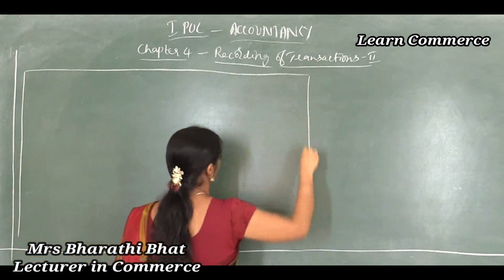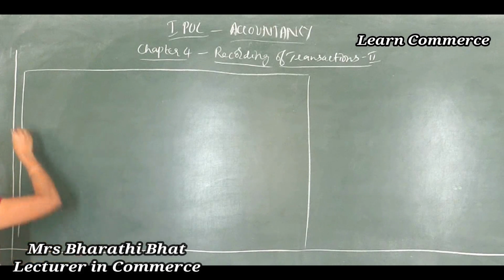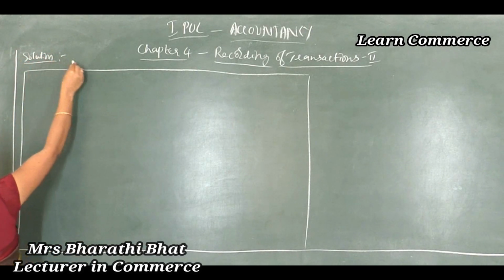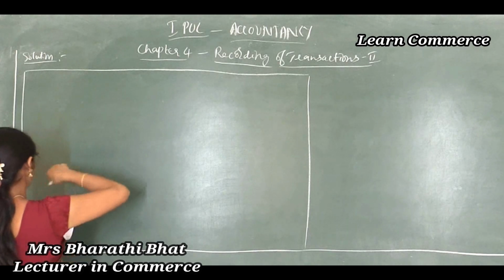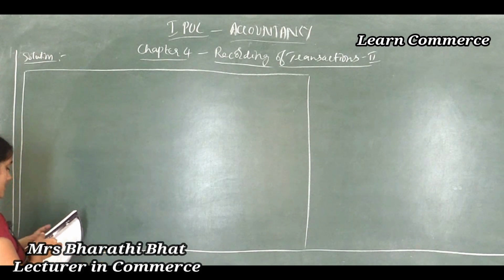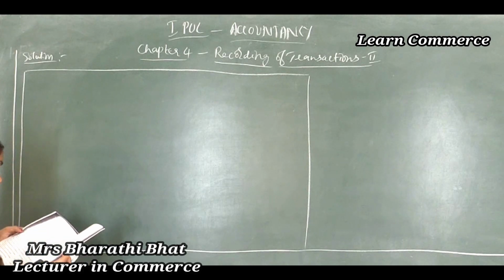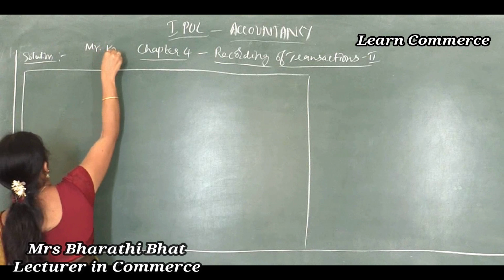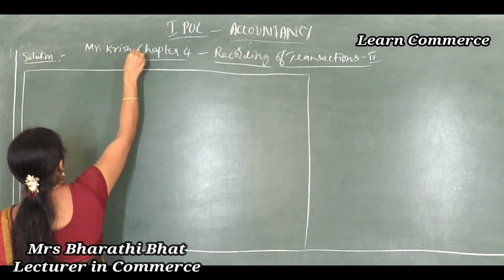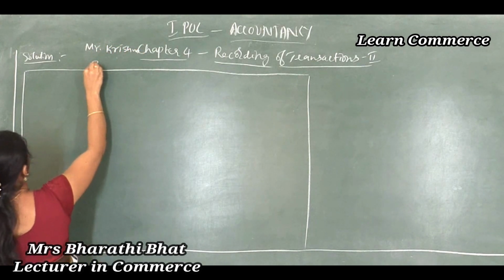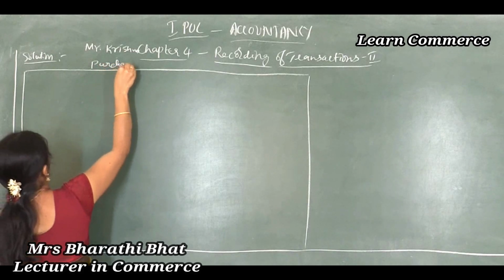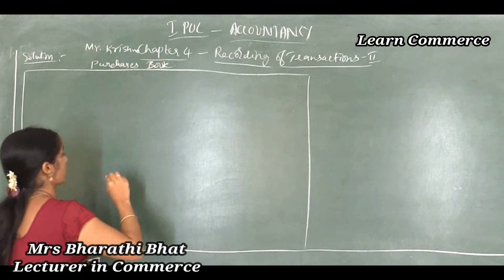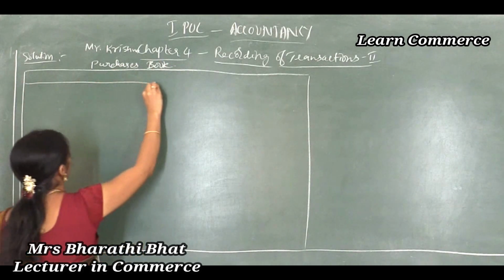Please draw the columns. Before that, write the heading, solution. In the books of Krishna Traders, correct, right? Yeah, Mr. Krishna. In the books of Mr. Krishna, purchases book. Okay.